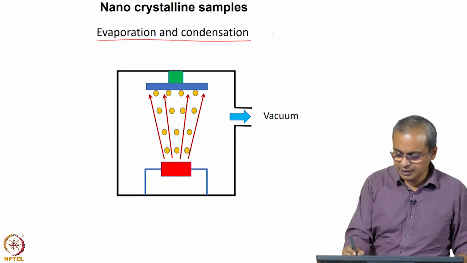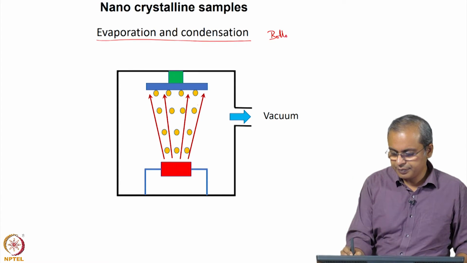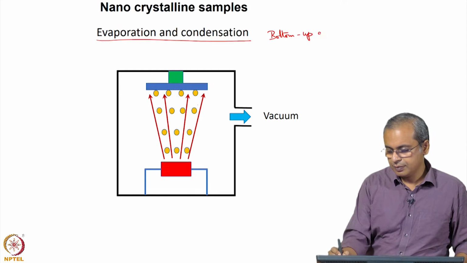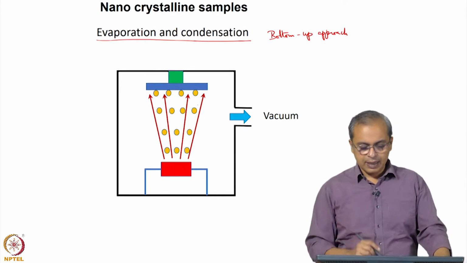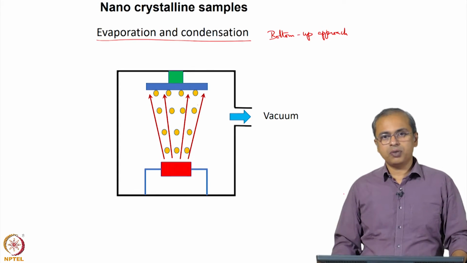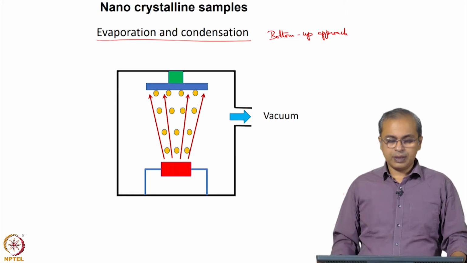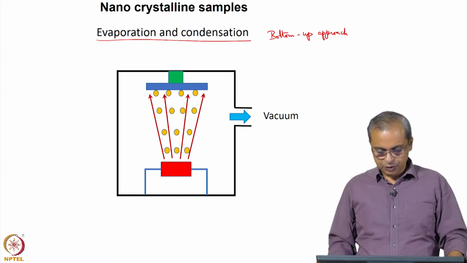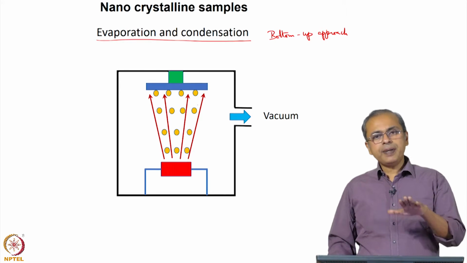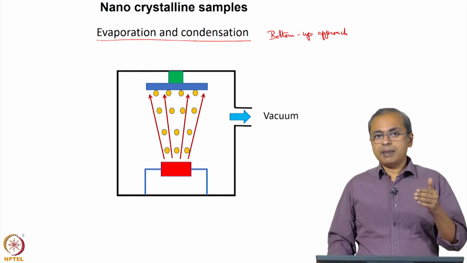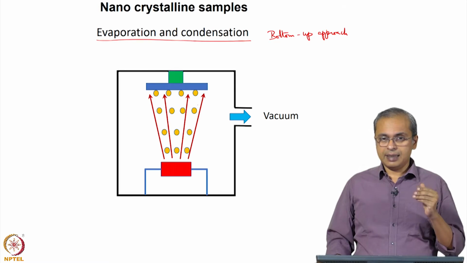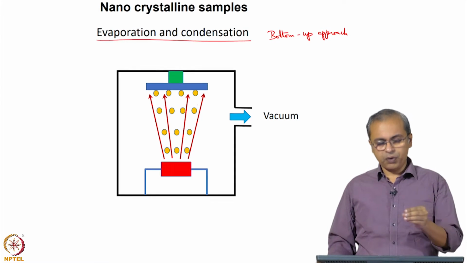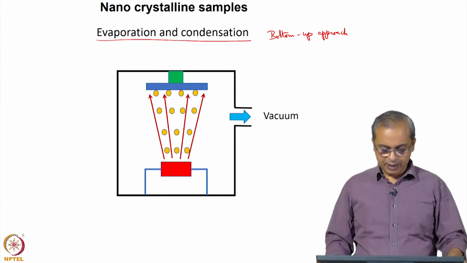So, you can think of this as a bottom up approach to sample preparation. Okay. So, in the context, as I said, we discussed different possibilities, whether it is top down or bottom up. This would constitute a bottom up approach. Now, evaporation and condensation can be done in multiple ways, and we will see a few of the most prominent ways in which this can be done.